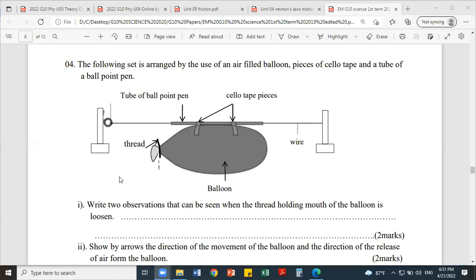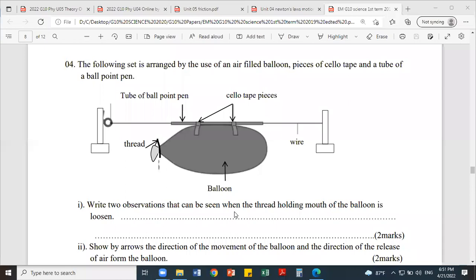So what is the answer for this? Two observations that can be seen when the thread holding the mouth of the balloon is loosened. Who can tell the answer for part 1? You can see this is the Western Primes paper, the 2019 first term test. I'm going to start the paper class from next month, then I will share this with your group and discuss the whole paper, but just to understand Newton's third law, the type of questions they could ask.